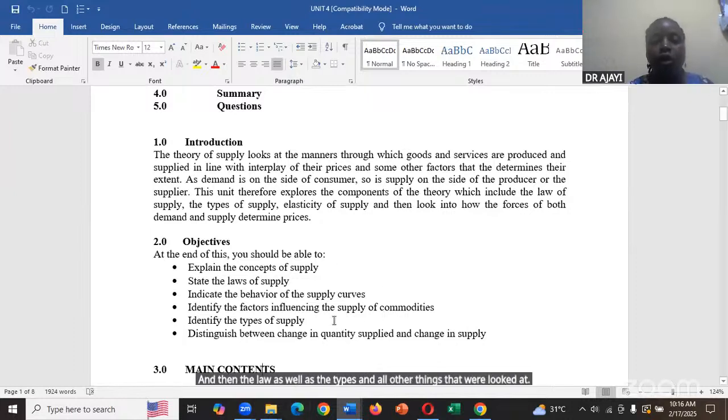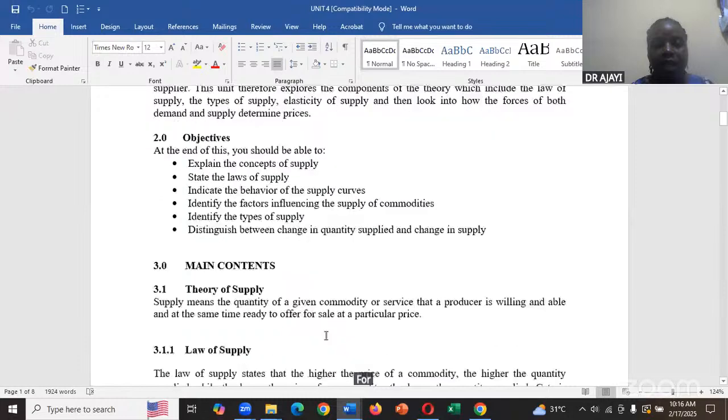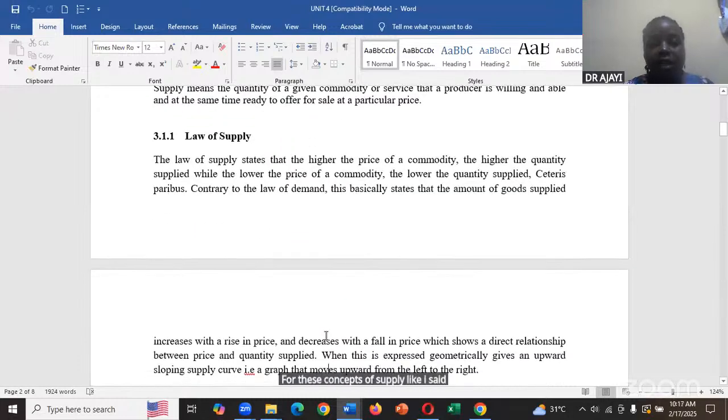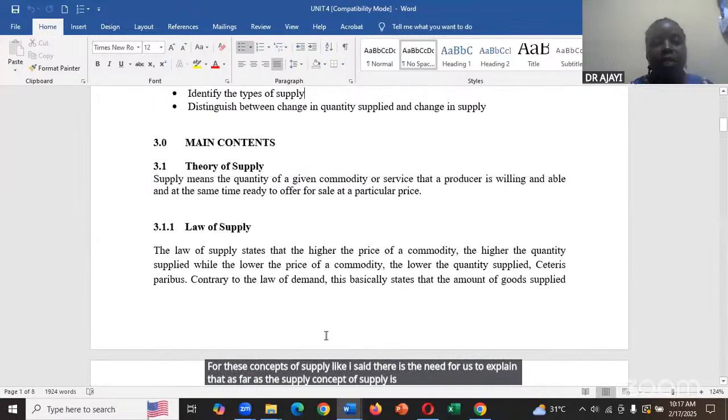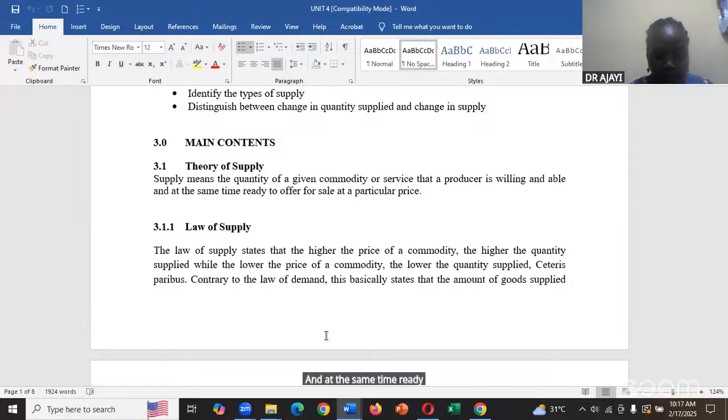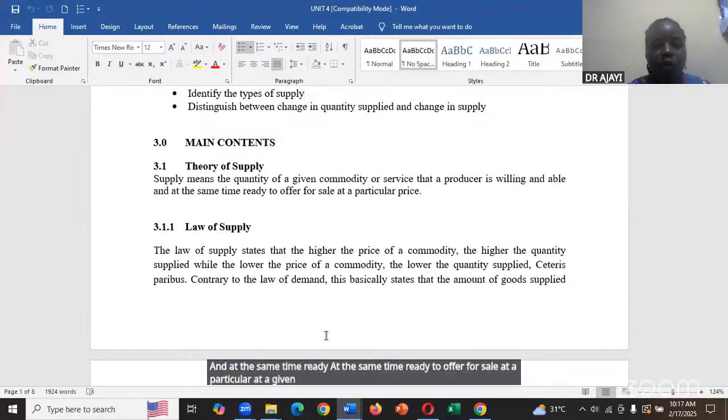So for this concept of supply, like I said, there is the need for us to explain that as far as the concept of supply is concerned, it simply means the quantity of a given commodity or service that a producer is willing and able and at the same time ready to offer for sale at a given or going price and at a particular time.